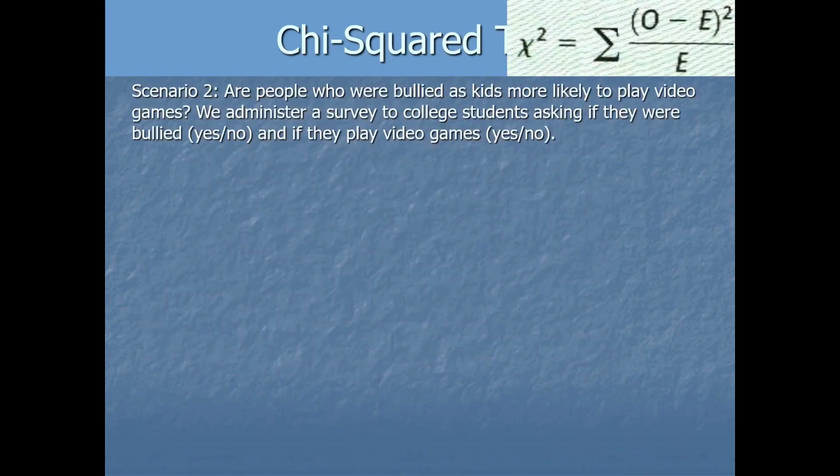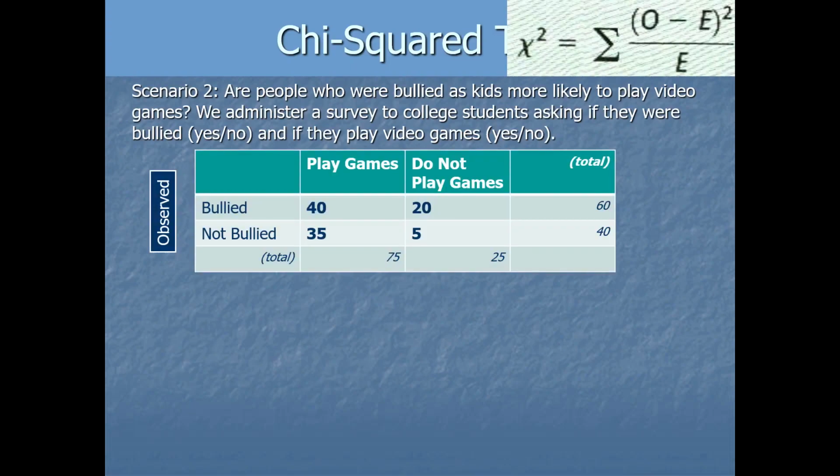Now let's do a different scenario just to make sure it's all clear. Imagine now we're asking a research question like, are people who were bullied as kids more likely to play video games? So maybe we administer a survey to a bunch of college students asking if they were bullied when they were younger, yes or no, and if they play video games, yes or no. So we're just going to tally up how many people say, yes, I was bullied, and yes, I play video games, or yes, I was bullied, but no, I don't play video games, and so on. And let's say this is the data we get. This is our observed results.